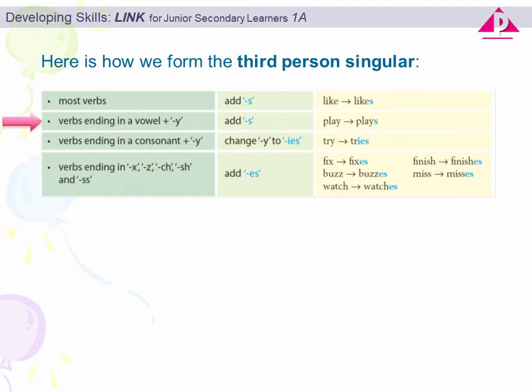For words that end with Y, there are two possibilities. When the letter Y comes after a vowel, we simply need to add the letter S at the end. However, if the letter Y is after a consonant, then we have to change the Y to IES. For example, play becomes plays, but try becomes tries, TRIES.